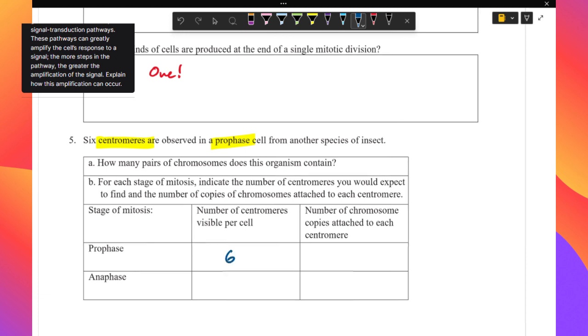Let's see, we've got number of centromeres visible per cell. Okay, so they gave us the answer in the prompt. How many pairs of chromosomes does this organism contain? I'm sorry. This organism has 3 pairs of chromosomes. So remember, we've got, actually, how do I want to?